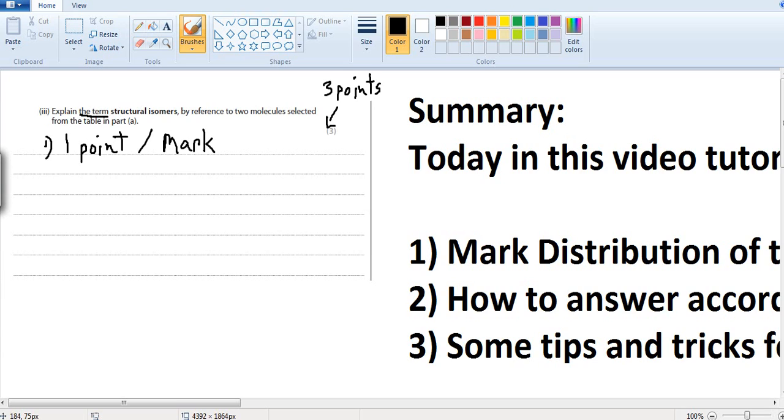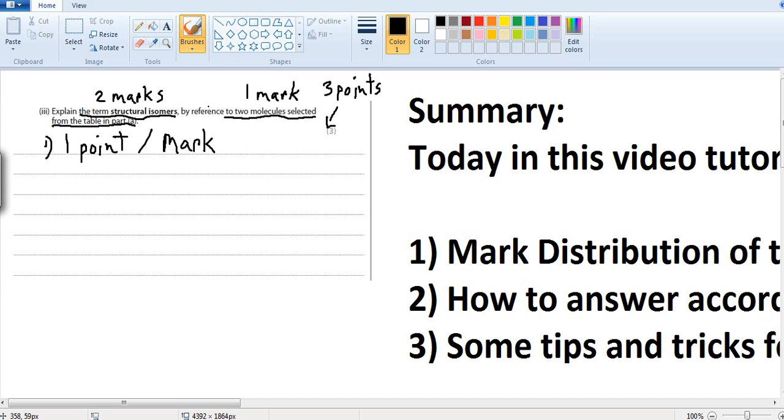The first part is: explain the term structural isomers. Then, by reference to two molecules selected from the table in part A, we need to find out two molecules. At first they have asked us to explain what structural isomers are. In the second part they have asked us to find which two molecules are isomers. For explaining the term we will get 2 marks, and for identifying two molecules that are isomers we will get 1 mark.